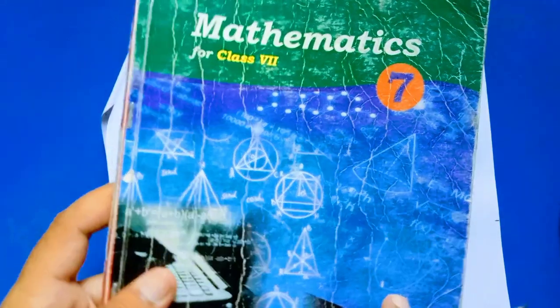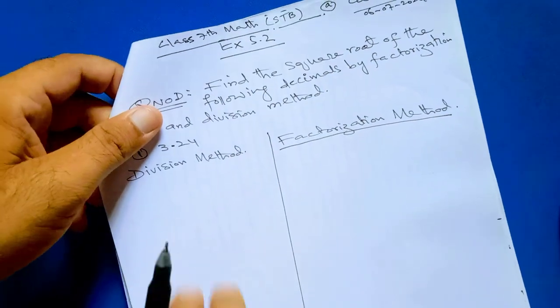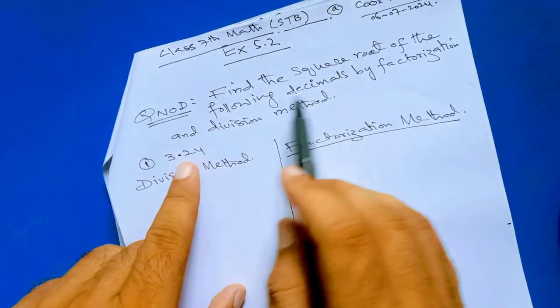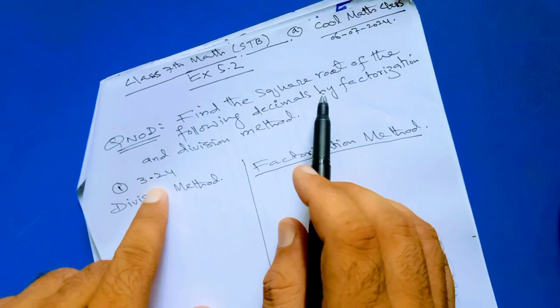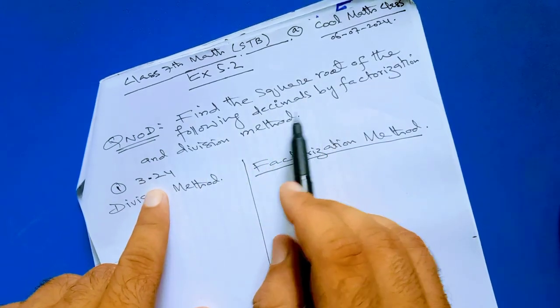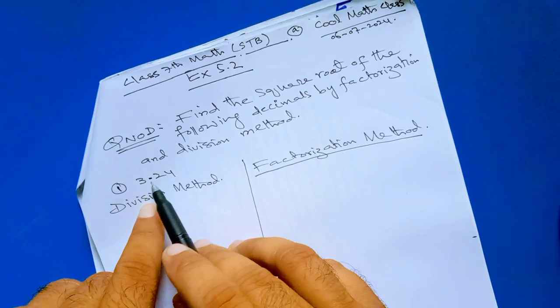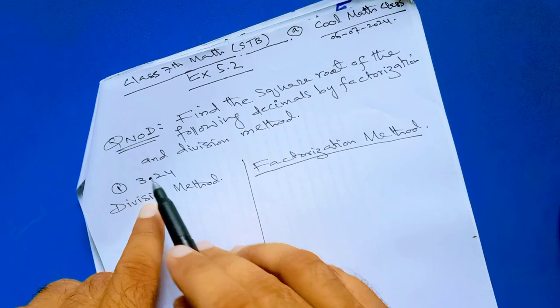In today's lecture we are going to discuss a problem which is: find the square root of the following decimal by factorization and division method. So this is the question. This is a decimal number.